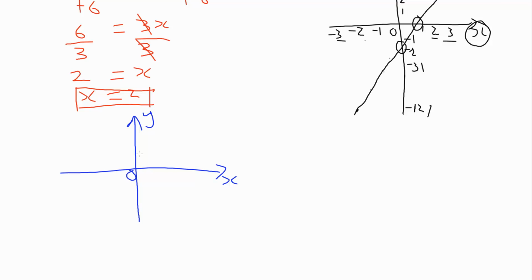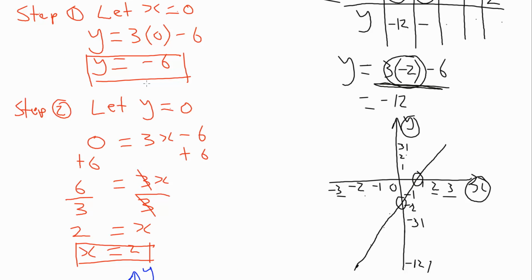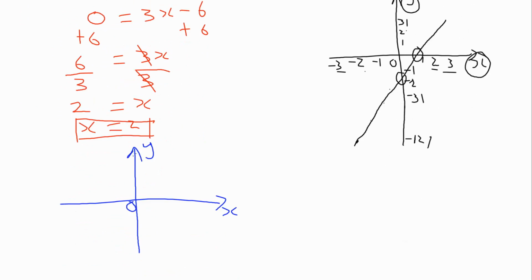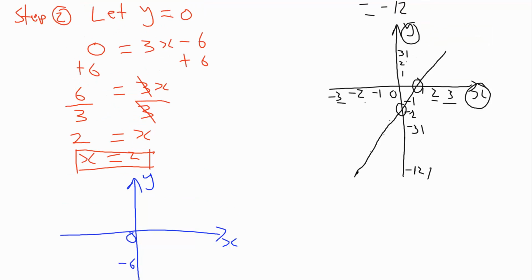So if I just scroll up a little bit, the first value is y equals -6 when x equals 0. So x equals 0 here, and y will be -6. So -6 is down here, so I'm just going to write -6. Now for the second one, let y equal 0, x will equal 2.